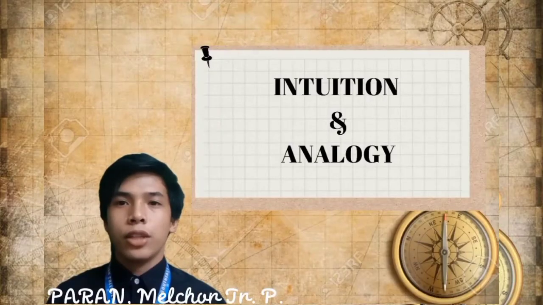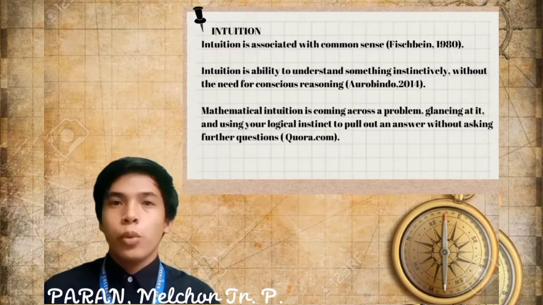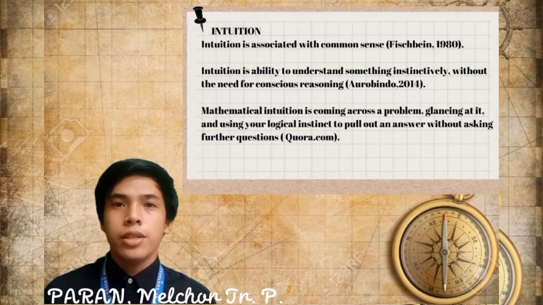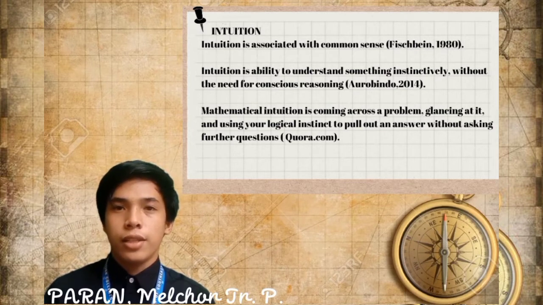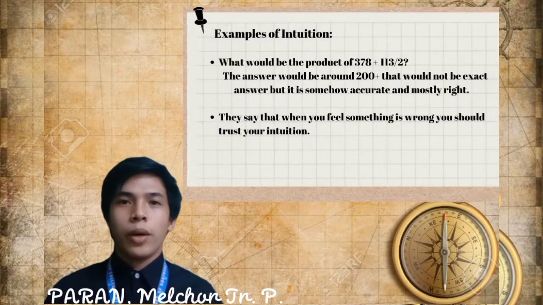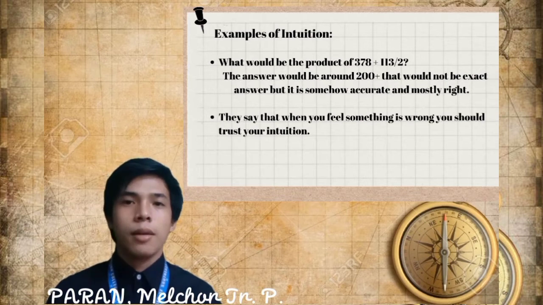Now we will discuss intuition and analogy. What is intuition? Intuition is the ability of gaining direct knowledge or cognition without evidence or rational thought, a power that makes it possible to know something without any proof or evidence. Example number 1. What would be the product of 378 plus 113 divided by 2? The answer would be around 200 plus. That would not be the exact answer, but it is somehow accurate and mostly right.